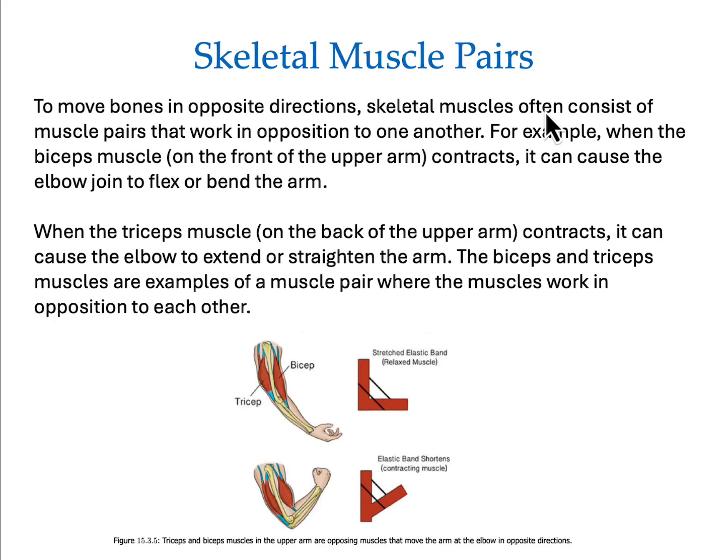To move bones in opposite directions, skeletal muscles often consist of muscle pairs that work in opposition to one another. For example, when the biceps muscle on the front of the upper arm contracts, it causes the elbow joint to flex or bend the arm. When the triceps muscle on the back of the upper arm contracts, it can cause the elbow to extend or straighten the arm. The biceps and triceps muscles are examples of a muscle pair where the muscles work in opposition to each other. You can feel this on your body. It's really interesting to actually locate muscles on your body.